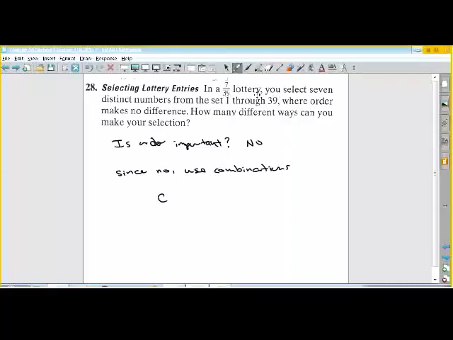The larger number is the number we're choosing from. We have 39 numbers to choose from, and we're choosing 7 numbers. The formula for combinations is n factorial over r factorial times n minus r factorial. And we know that n equals 39 and r equals 7. So we get 39 factorial divided by 5 factorial times 39. What did I do? 7 factorial. 7 numbers, not 5 numbers.